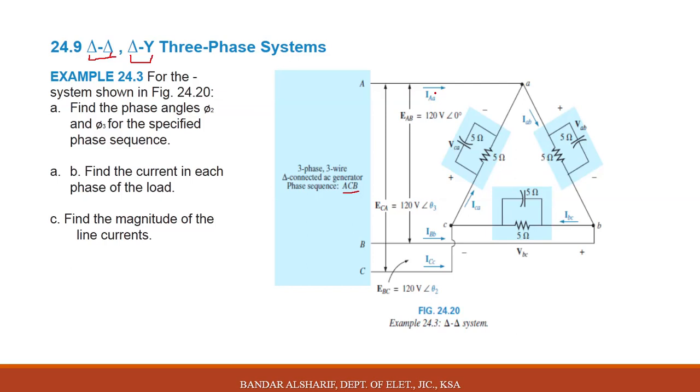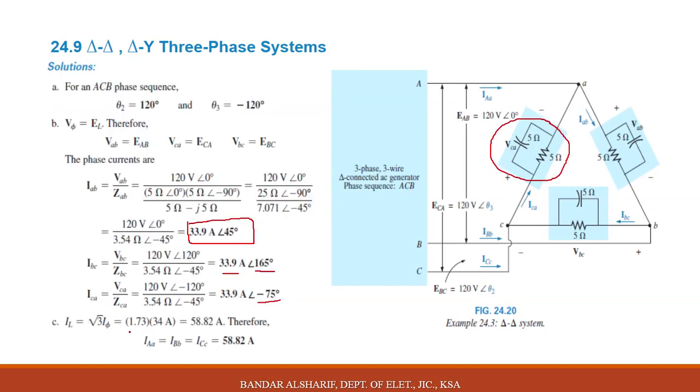Now we need to find the magnitude. He asked about the magnitude only. You need to multiply the magnitude of the phase by √3, and you will get the line magnitude. See, it's approximately 34; 33.9 multiplied by √3, you will get 58 ampere. Therefore, IAB equals IBC equals ICA.